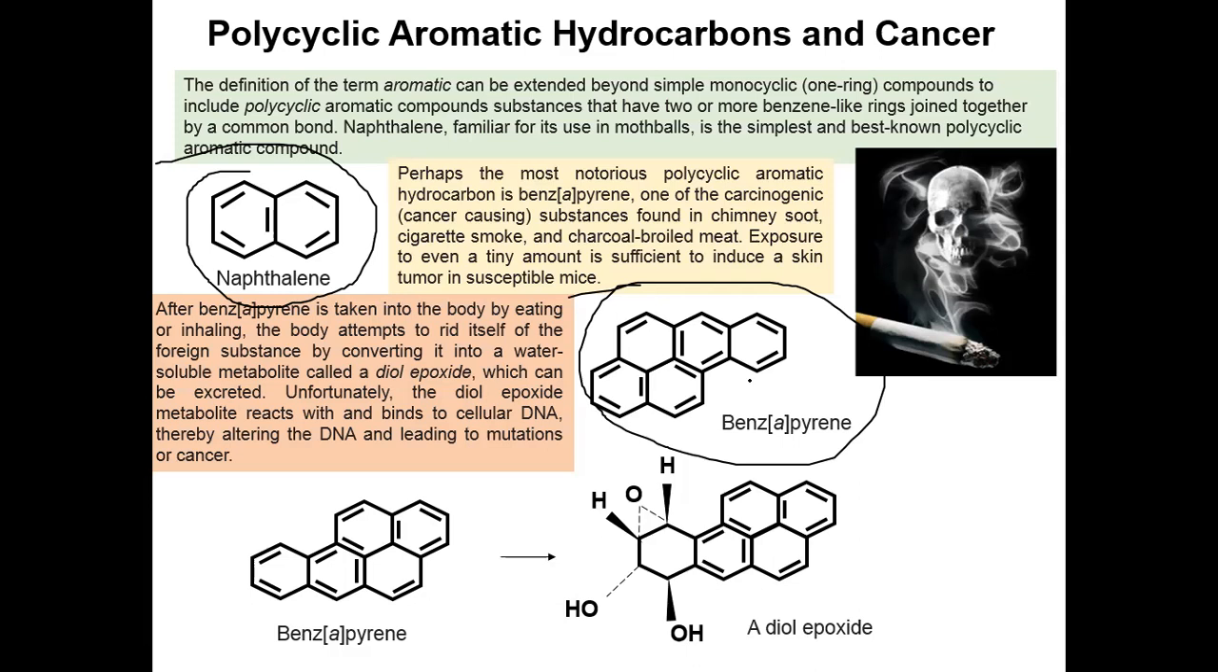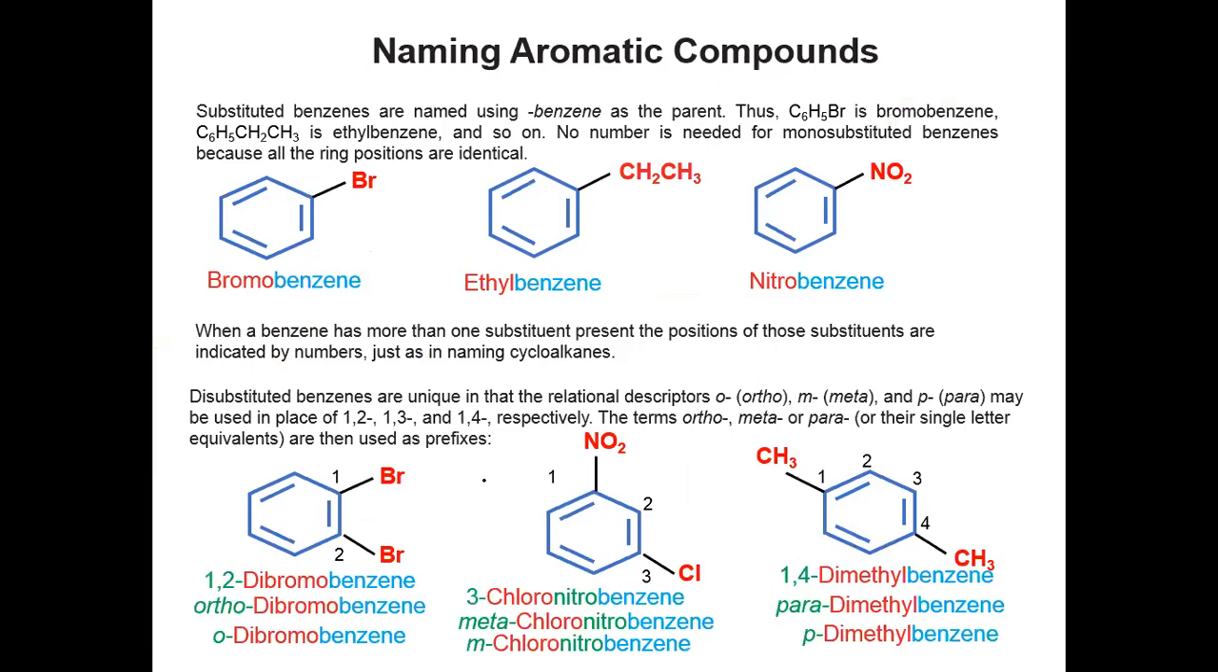get rid of this benzopyrene, and it makes a diol epoxide. This diol epoxide is made by organisms, which is then dangerous because it binds cellular DNA, thereby altering DNA and leading to mutation or cancer. So this is where it comes from. Now, we will not be considering these complicated molecules, but some aromatic compounds. Let's see how to name aromatic compounds, okay?